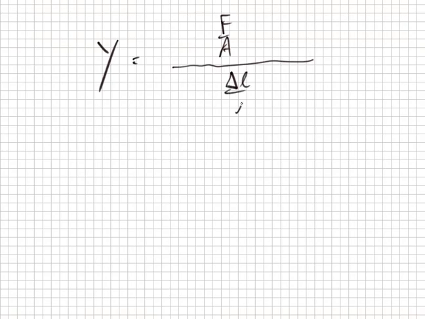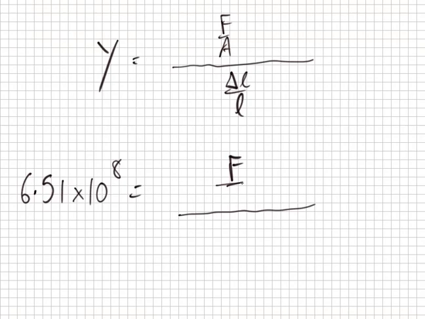Okay, so let's fill in the numbers. What did I say Young's modulus was? 6.51 times 10 to the power of 8. Force we don't know. What was the area? 9.5 times 10 to the minus 5. The extension was 1, and the original length? 12. Okay, so if we all do this now, we can get the F from that.